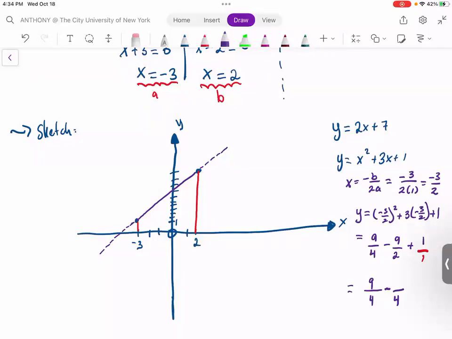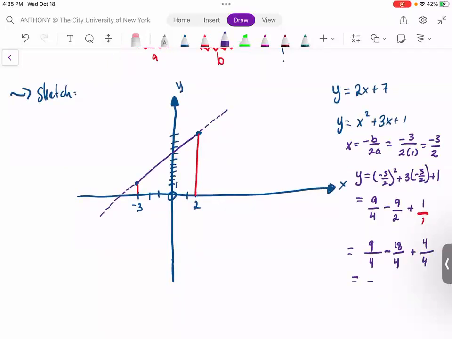That's a 9 currently? 18, right? Because if you're going from 2 to 4, you had to multiply by 2. So you multiply 2 on the top as well, you get negative 18 over 4, and then 1 over 1 is just going to be 4 over 4. All right, so what is 9 over 4 minus 18 over 4? Negative 9 over 4. And then if I do negative 9 over 4 plus 4 over 4, that would be what? Negative 5 over 4.